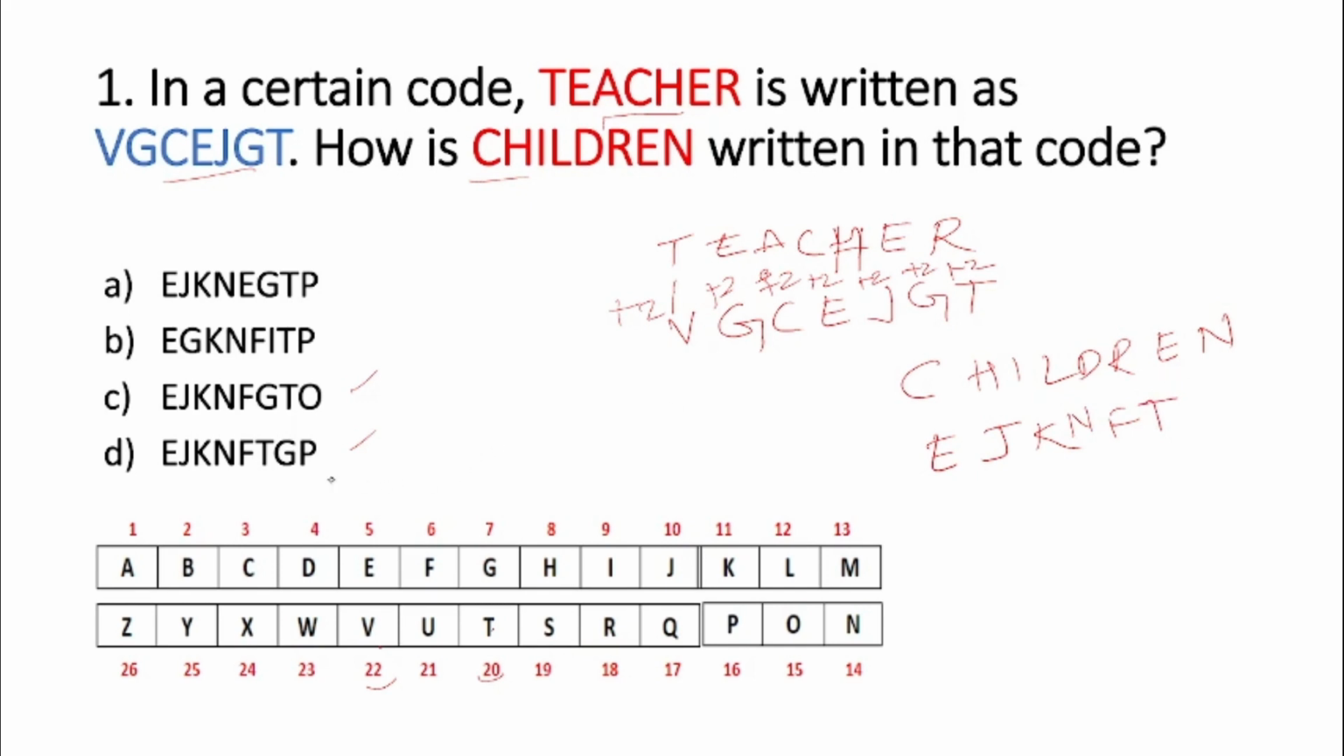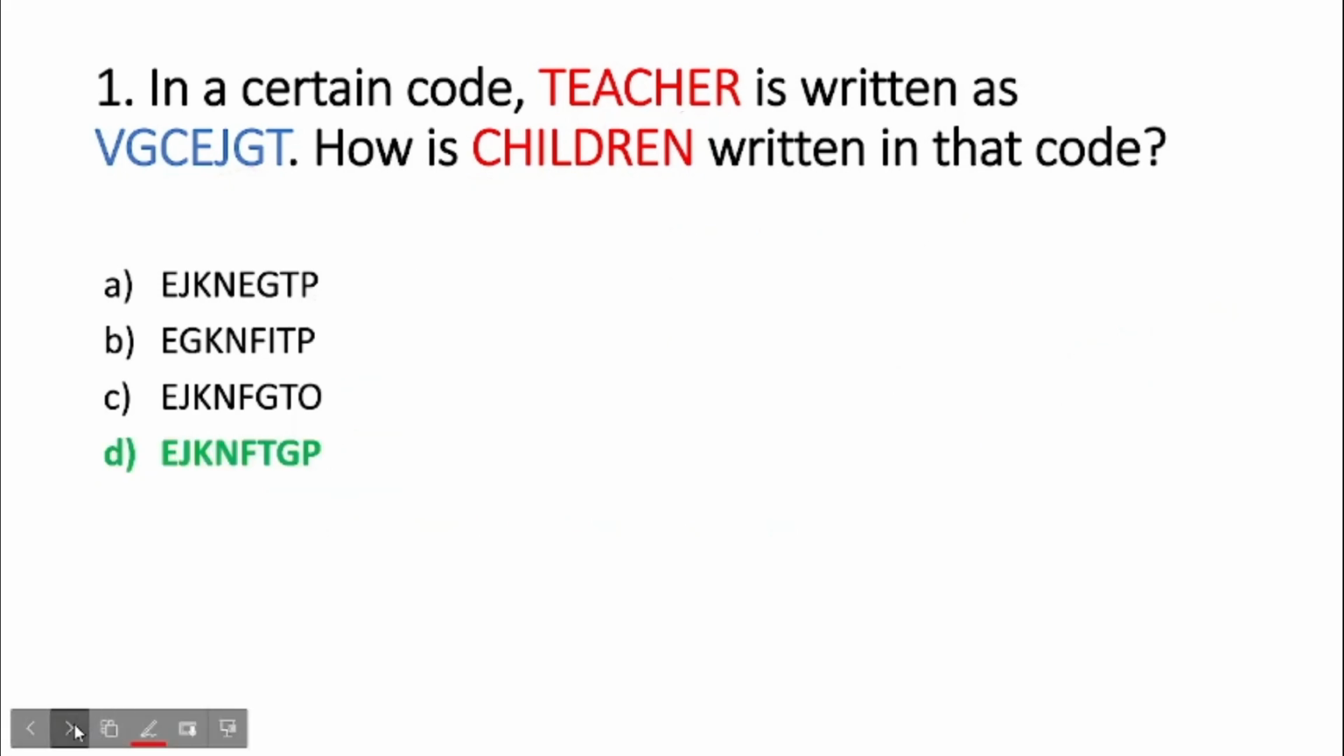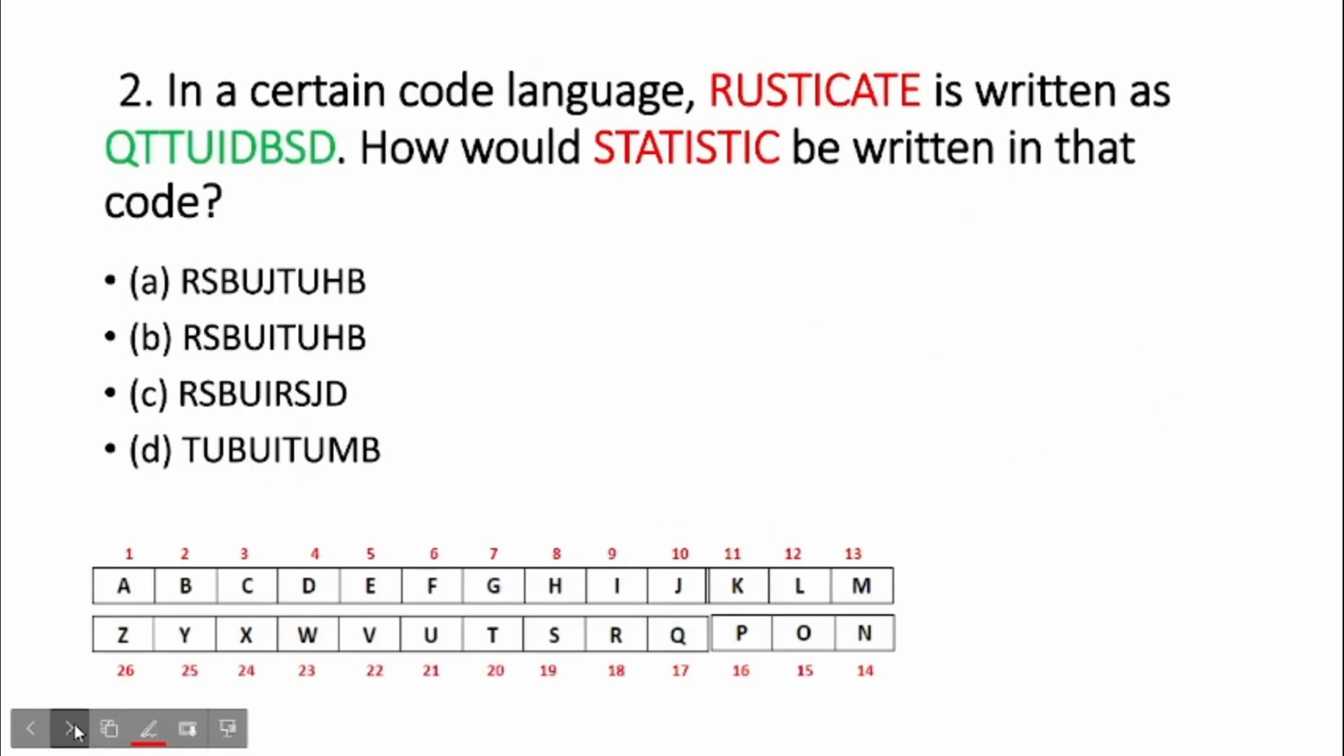Here we get the answer. This is the only option. Even if we solve it, E becomes G and N becomes P. So the answer would be D. Let's see the answer. Yes, the answer is D. Let's move on to the second question.